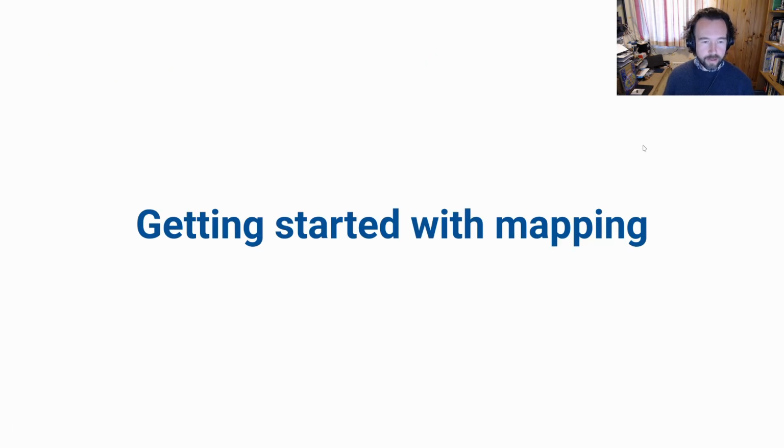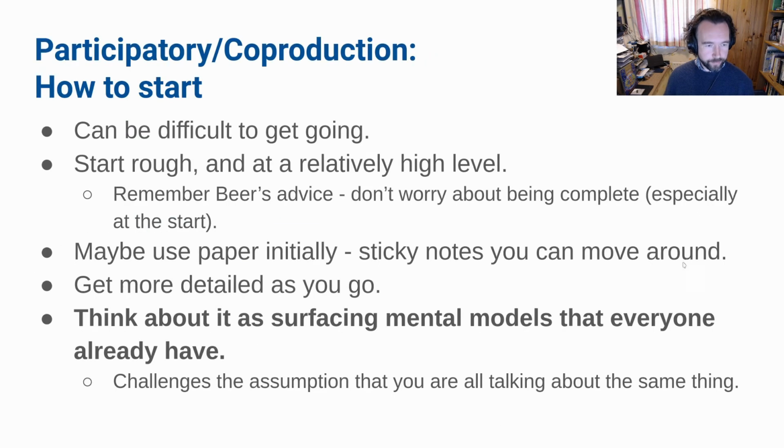Okay, so starting with mapping itself as a process can feel a little bit difficult to get going sometimes, but I think the key is to start pretty rough and at a relatively high level. Remember what Stafford Beer said, which is don't worry about being complete, particularly at the start. It's a process that can evolve over time. And use a medium that's easy to move things around, so you can have something that represents those blobs, like sticky notes or whatever. You can move them about, put them into groups, perhaps even start mapping the relationships between them, and then build the detail as you go.